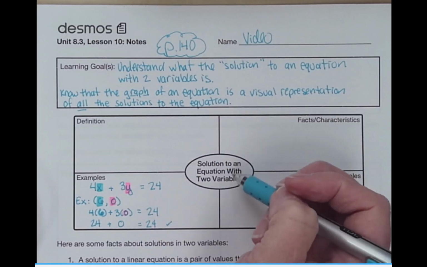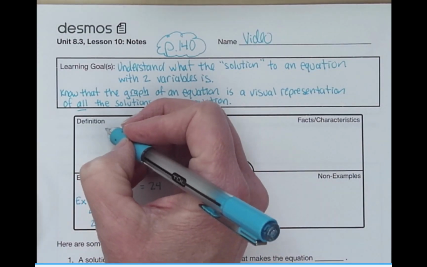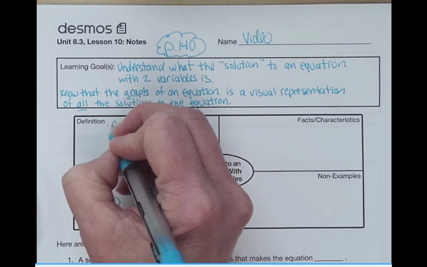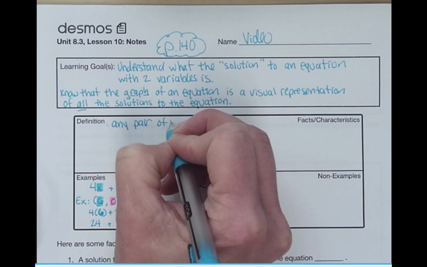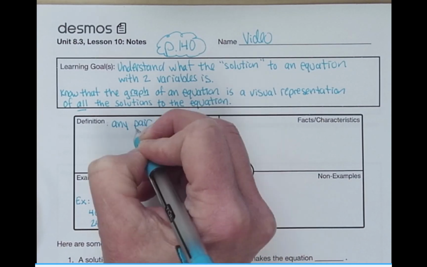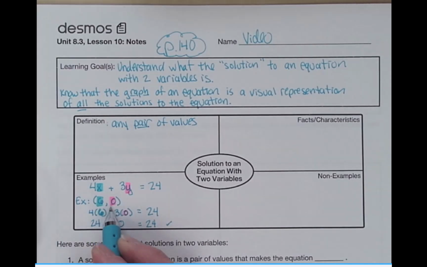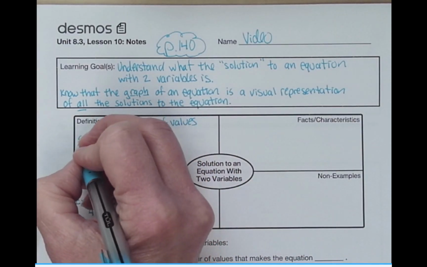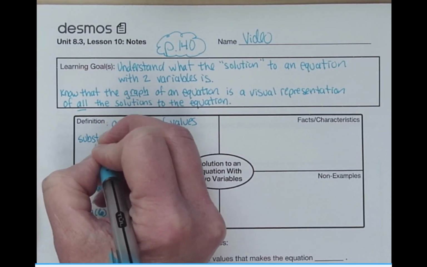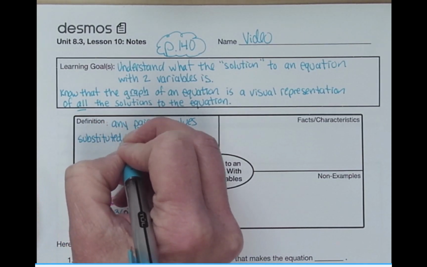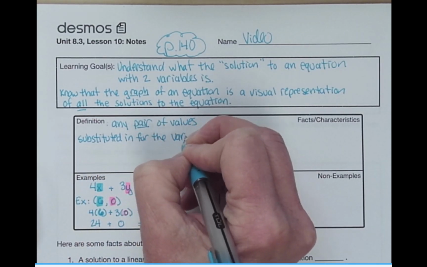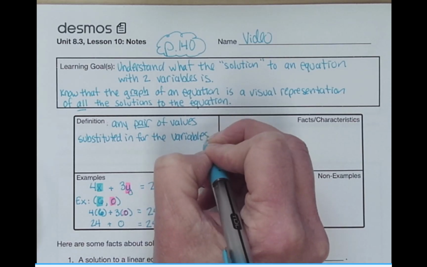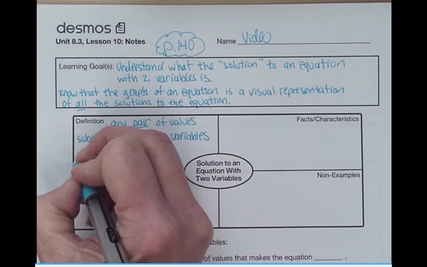The solution to an equation with two variables is any pair of values, like we had in this coordinate. We had a pair of values substituted in for the variables, to make the equation true.